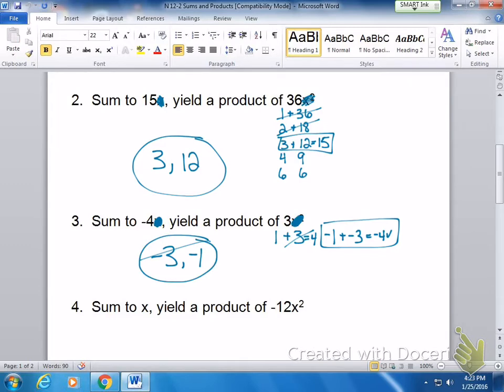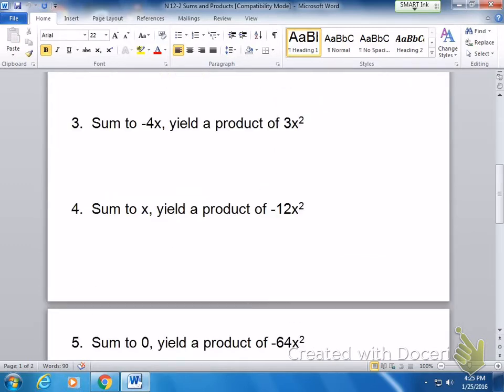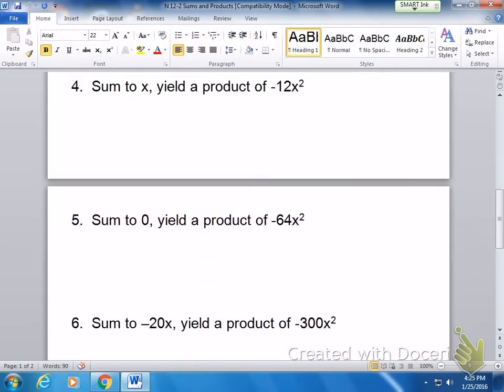All right, let's go to the next one. Number 4. Number 4 says they sum to x. Now, we're not using x's, but we know there's a 1 in front of that, so we need something that adds up to 1, but has a product of -12. To get a product of a negative, one of your numbers has to be positive, one has to be negative, so let's start at 1. I could use 1 and -12, or -1 and +12. And then I want you to go from there and get all the factors.